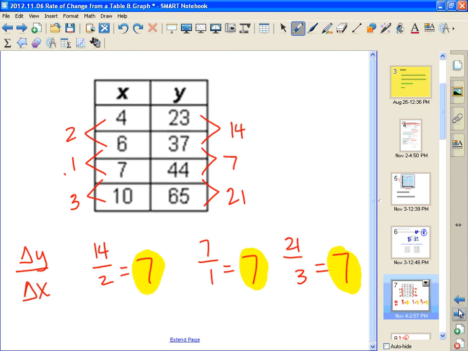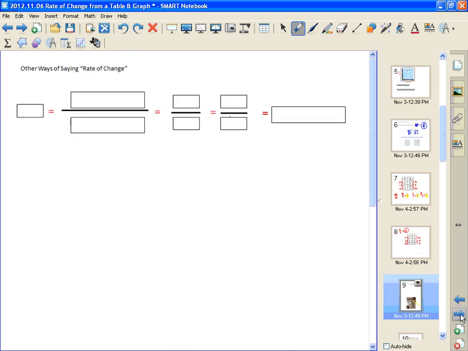So there's lots of different ways in math that we say the rate of change. Probably the most common way that you're going to hear any math teacher refer to the rate of change is by using the word slope. So that's your first blank right there. Okay, you may also hear it referred to as the vertical change over the horizontal change.